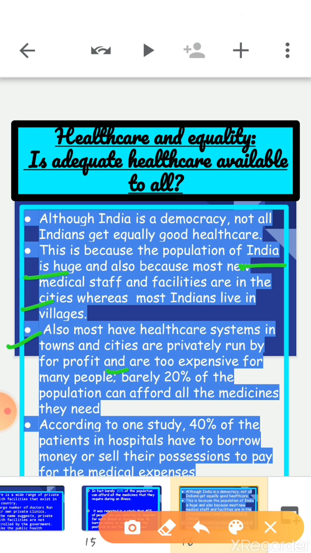Now just note down this point. Barely 20% of the population in India can afford all the medicines they need. And according to one study, 40% of the patients in hospitals have to borrow money or sell their possessions to pay for medical expenses.